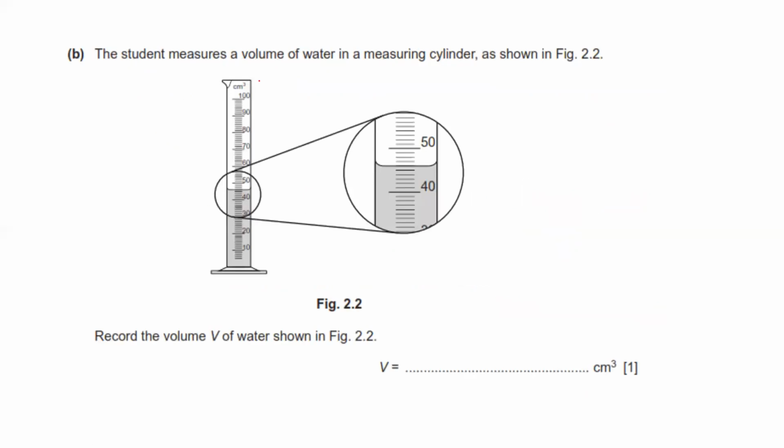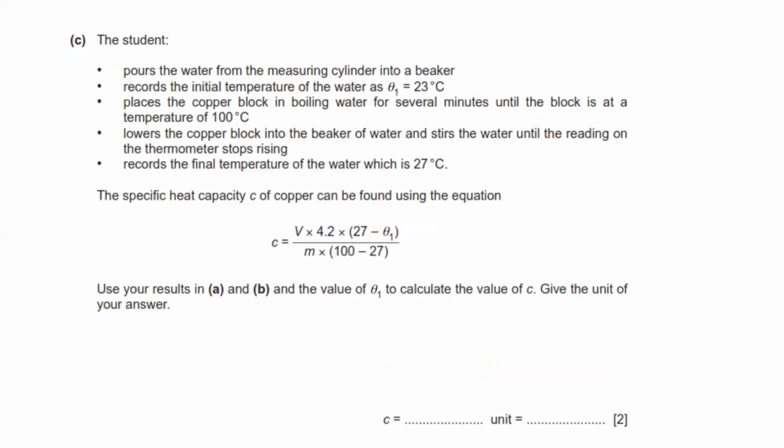Then part B: the student measures the volume of water in a measuring cylinder as shown in figure 2.2. Record the volume of water. So this is my reading. Remember, we have to measure the lower meniscus for water, and in case of mercury we have to measure the upper meniscus. So the lower meniscus is 1, 2, 3, 4, 5, and 46 centimeter cube. So for mercury you always measure the upper meniscus, and for water the lower meniscus.